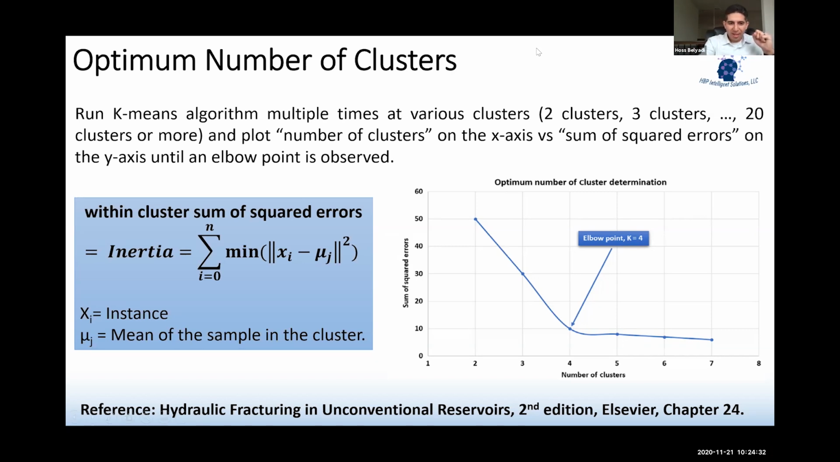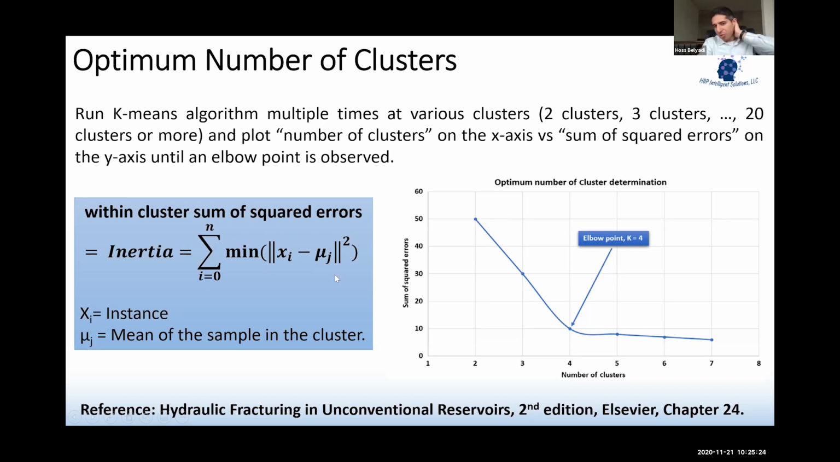And then you calculate the inertia. There's this parameter called inertia, and inertia is also called the within cluster sum of squared errors. What it calculates is basically the minimum of the double absolute value of xi minus mu j, where xi is each instance, and mu j is the mean of the samples in the cluster. Okay, and basically you square that afterward, and this is in vector form. This is called your inertia number.